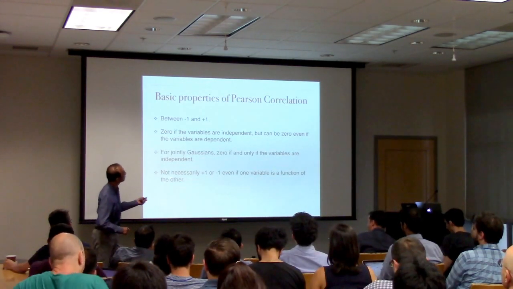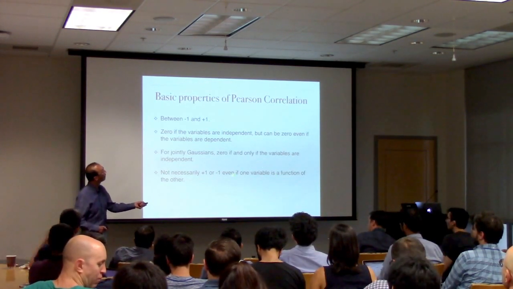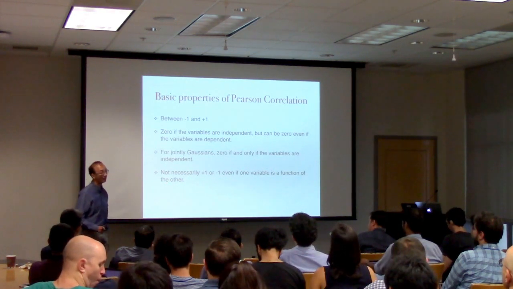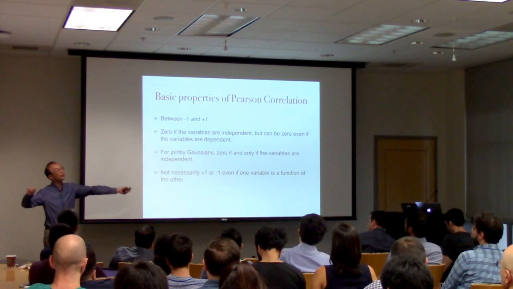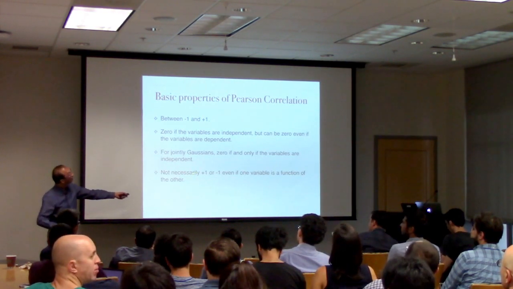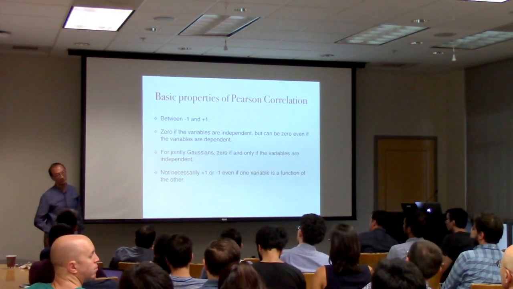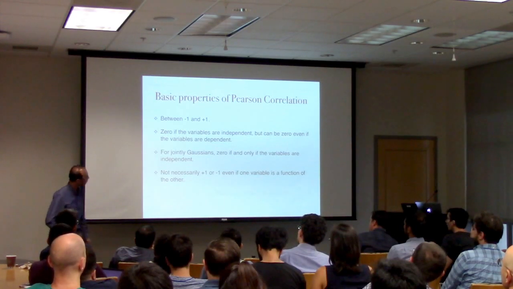Here's another limitation: even if one variable is a function of the other, it's not necessarily +1 or -1. So the extreme is not necessarily measured as full correlation. That is another drawback.